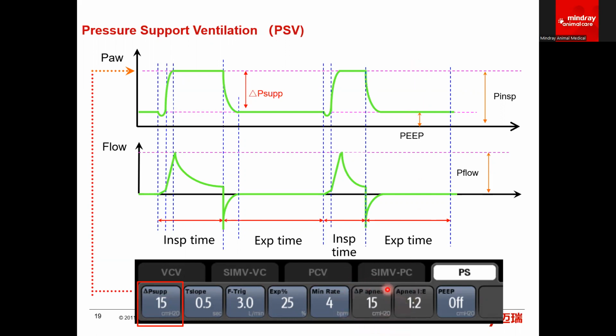Now, if your patient should go apneic and we need some backup ventilation to reach our minimum rate, this will apply 15 centimeters of water in this case. Or you might want to have a higher amount of airway pressure for your backup ventilation. These are just mandatory breaths that are only given when your patient is not reaching this minimum respiration rate.